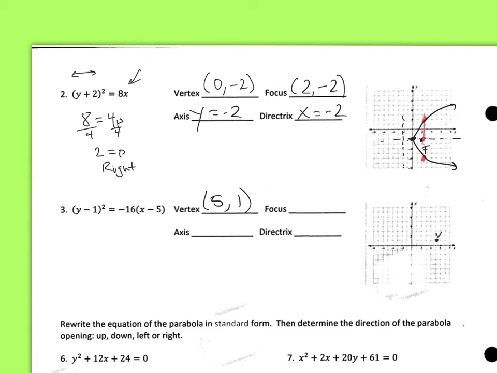That's our vertex. I like to label it because I forget sometimes. And then we need the value for p. So -16 is equal to 4p. So it looks like -4 is the answer for p.